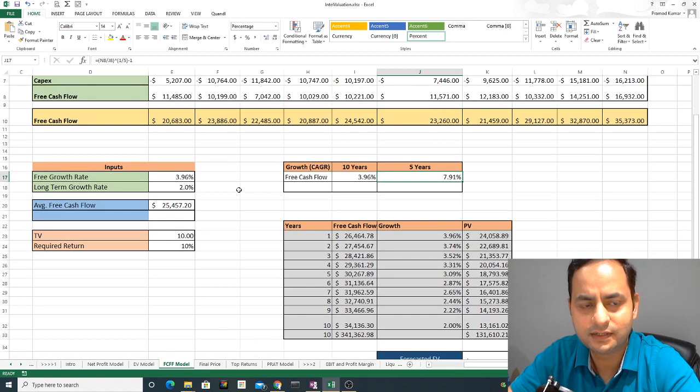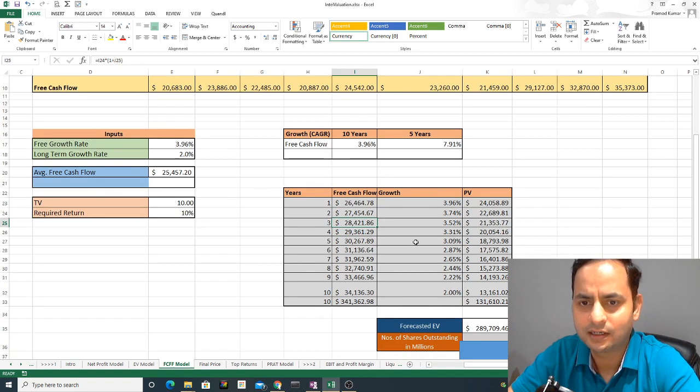But on the conservative side, I have taken the free cash flow growth rate of 4% and the long-term growth rate of 2%. My average free cash flow is 25 million. Here I'm taking the terminal value as 10. Again, to use the discounted cash flow model, the growth rate from which is 3.96, I'm discounting it to 2%. Here again, as you can see, I'm not doing anything complicated, just doing some math there. And then the terminal value is 10 times of my 10 years.